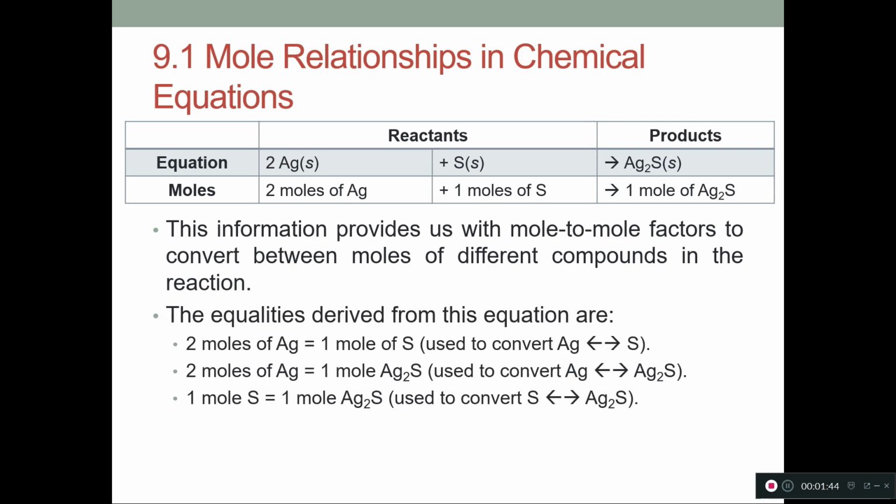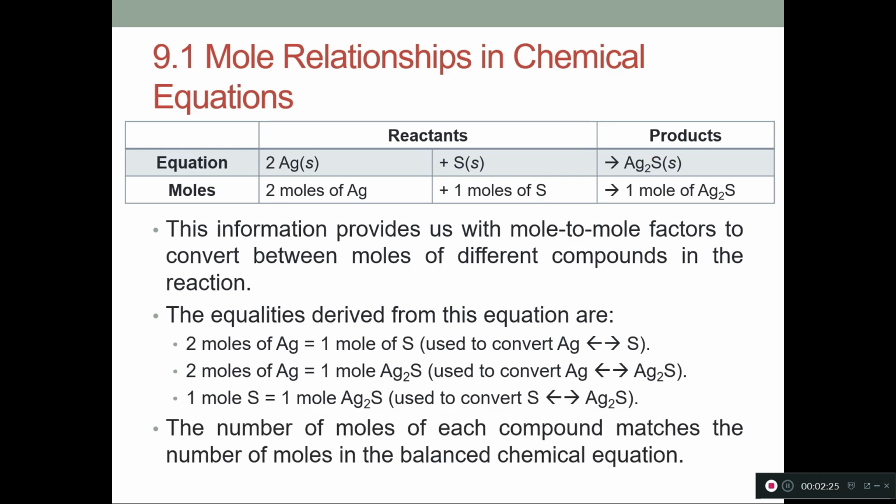And so the equalities derived from this equation are this: that 2 moles of silver will give us 1 mole of sulfur, and so we can use that to predict how much of the sulfur will react given how much silver we have, and vice versa. And 2 moles of silver gives us 1 mole of the silver sulfide, and 1 mole of the sulfur gives us 1 mole of the silver sulfide. And so we can use all those mole-to-mole factors to actually predict how much of one we will make or use given any of the other ones. So the number of moles of each compound matches the number of moles in the balanced chemical equation. So again, this is why it's very important that we have a balanced chemical equation.